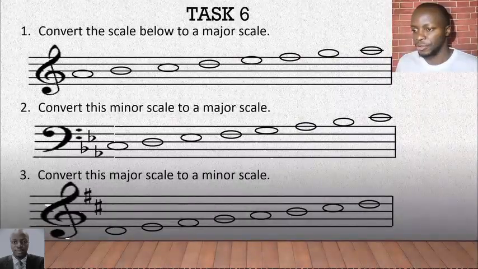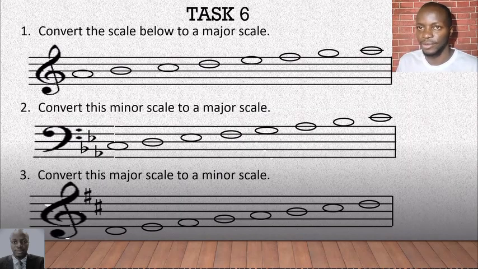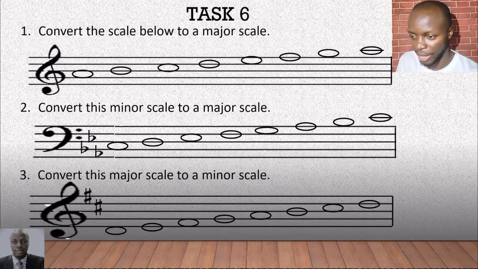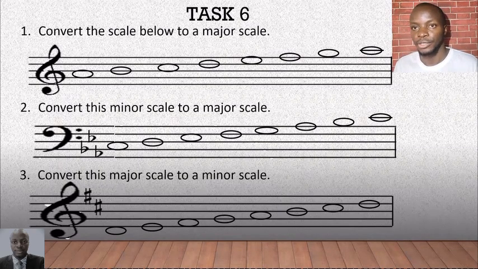You have a task before you. Answer the questions and type the answer in the comment section, right? The first one, convert the scale below to a major scale. So what do you do? Because you use accidentals, right? This is the A minor scale. So we want to ensure that the tone and semitone pattern conforms to that of a major scale. So it means, in this case, you're going to construct the scale of A major.